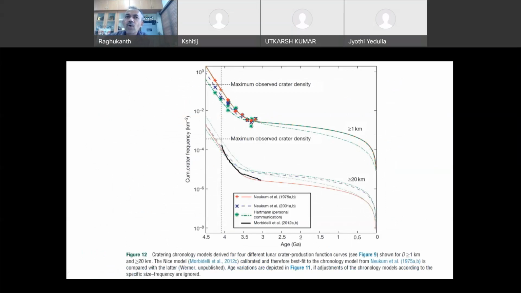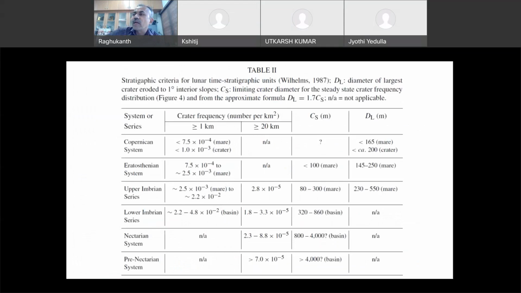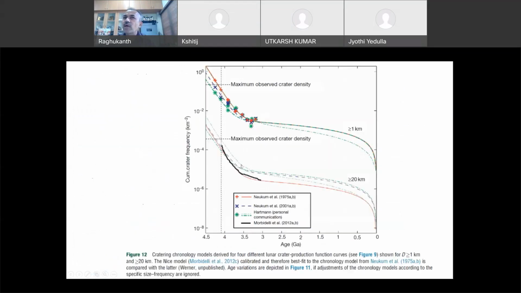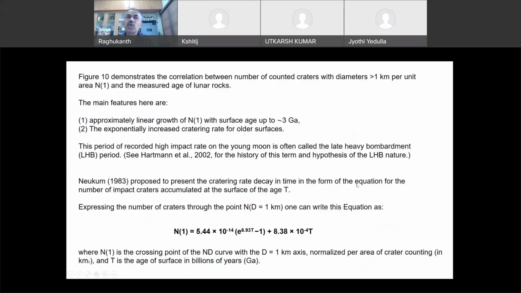So if you want to go to the older craters, the small things would have got destroyed, but the large things we may still have. But in the recent ones, you may have small craters only. So because this is an issue, they have done these studies, 1 kilometer, 20 kilometer kind of thing. So this is what Newcomb said, okay.